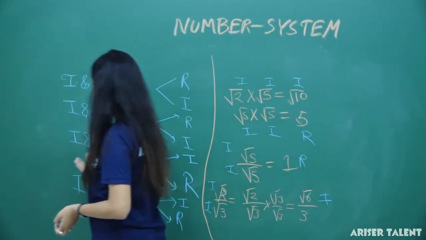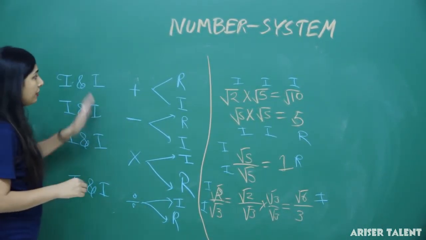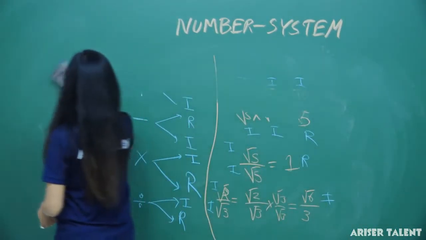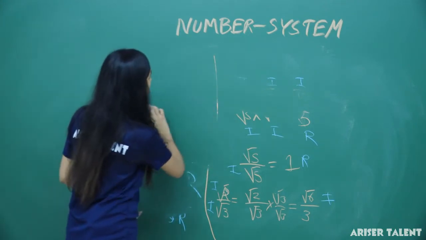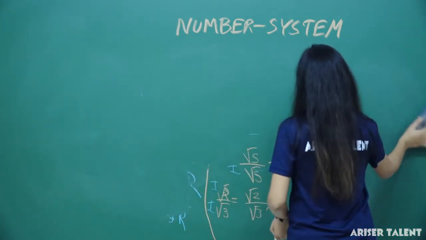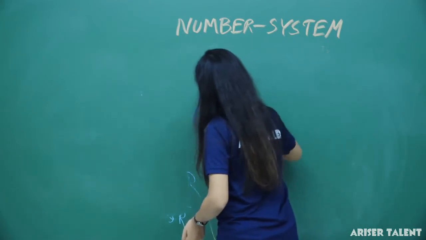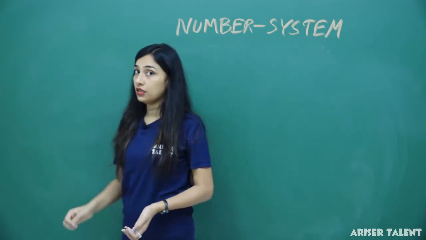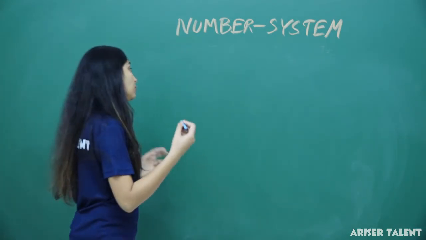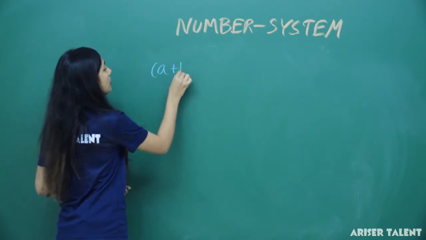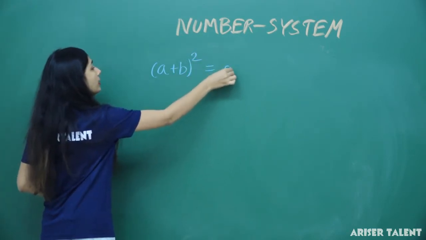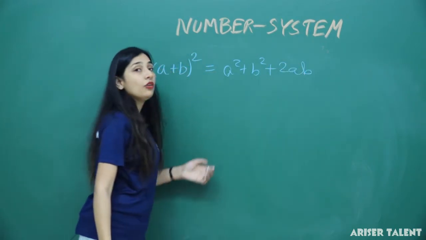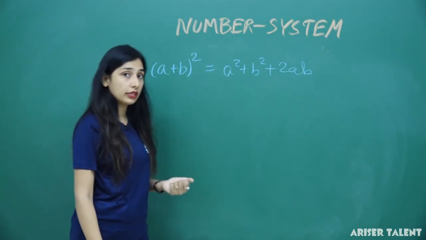Now what is next? We have covered these points, right? So first let me clear it out. Then my dear students, there are some identities. Which identities? You have read this identity, a plus b whole square equals a square plus b square plus 2ab.